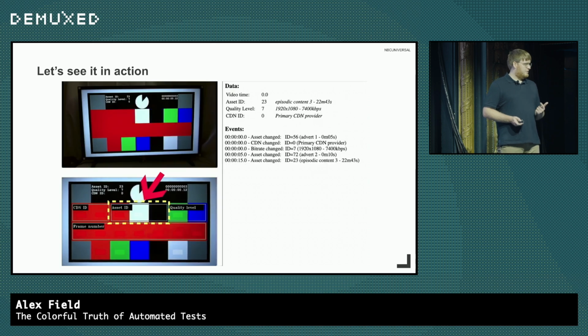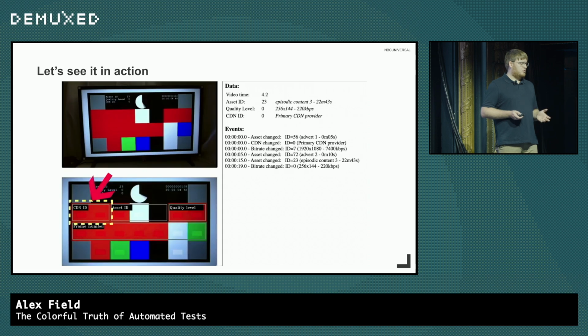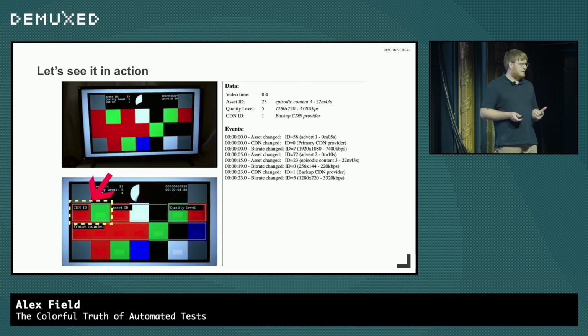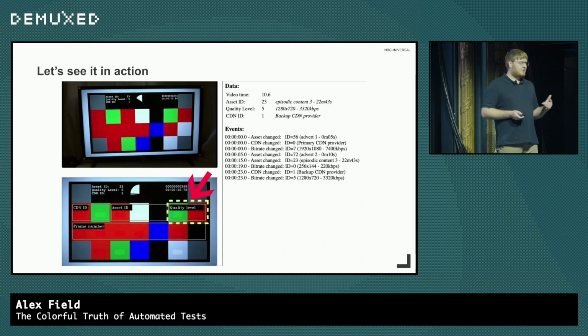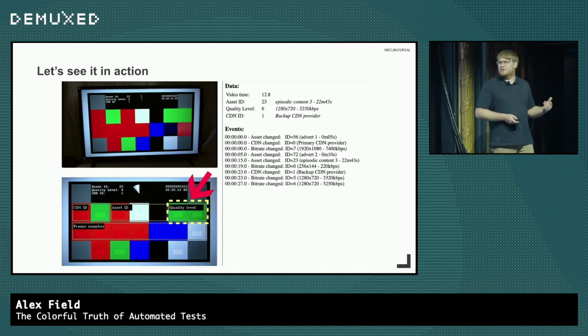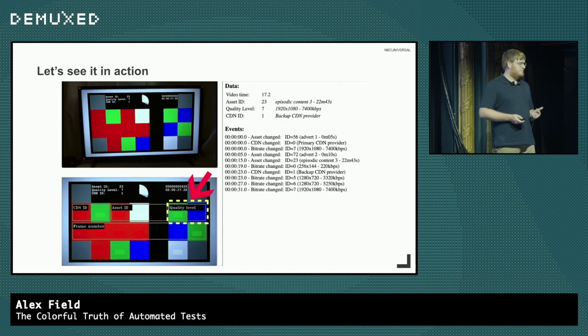Now once we're on the main content, there's going to be a problem. The quality is going to drop massively. So as a result of the quality dropping, we're going to switch from one CDN to another, so you're going to see the CDN ID update. And now that it's updated, the quality is going to recover, and it's going to go up through the different steps on the ladder and go back up to the highest quality.